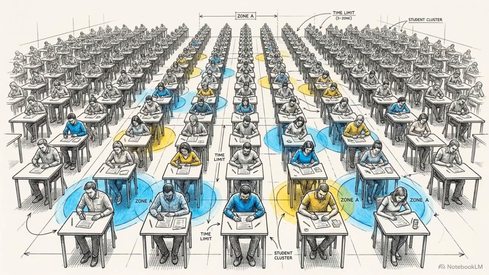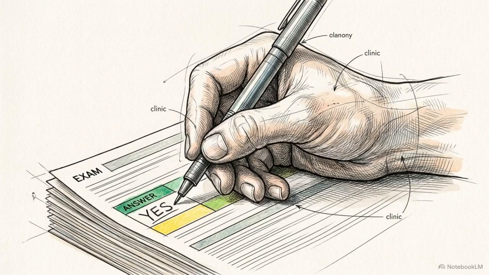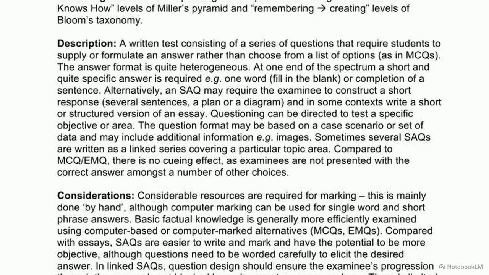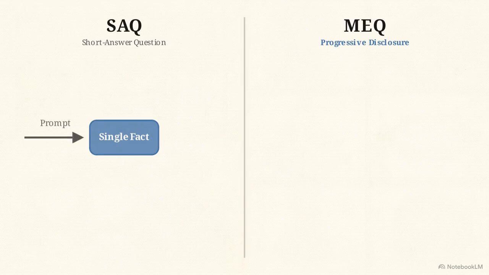Structurally, the short answer question is designed for broad curriculum sampling, testing a high volume of facts in a single sitting. As the research indicates, SAQs isolate specific knowledge points. The format might require a single word, a fill-in-the-blank, or the completion of a specific sentence. The SAQ is a static node requiring one isolated output.